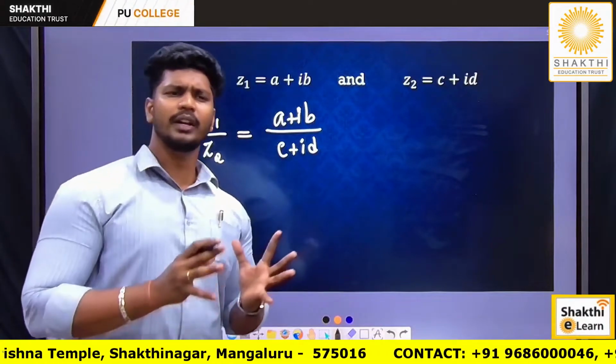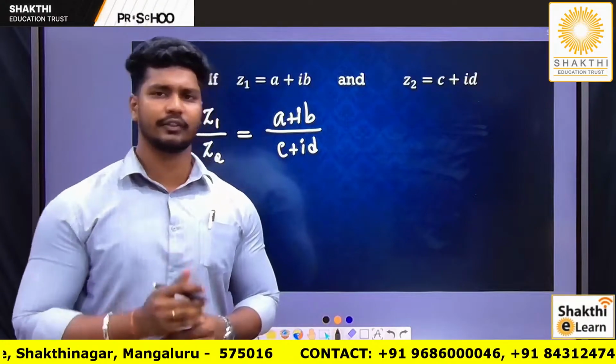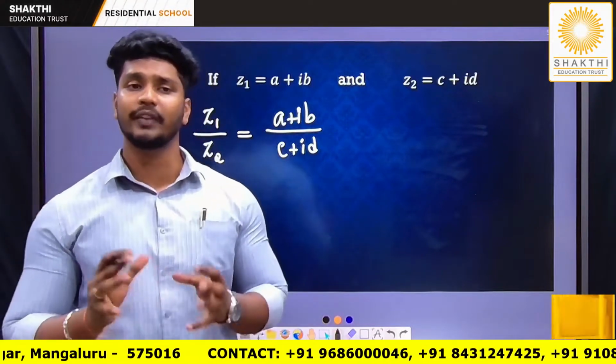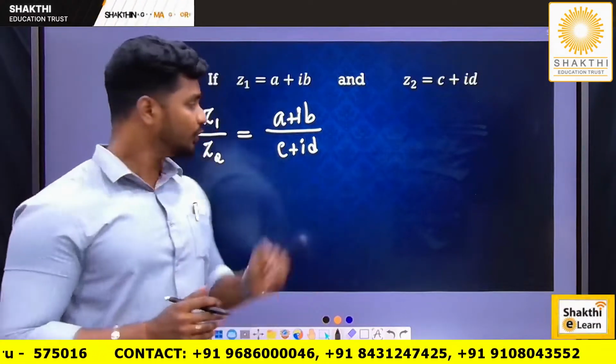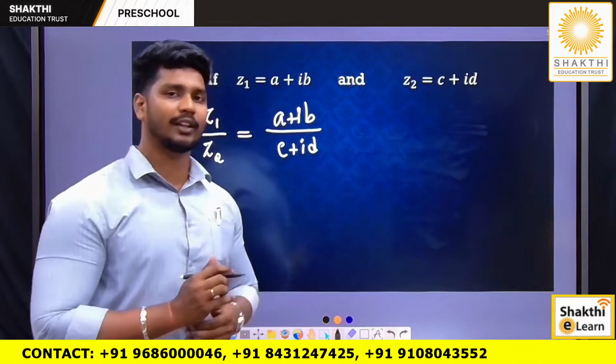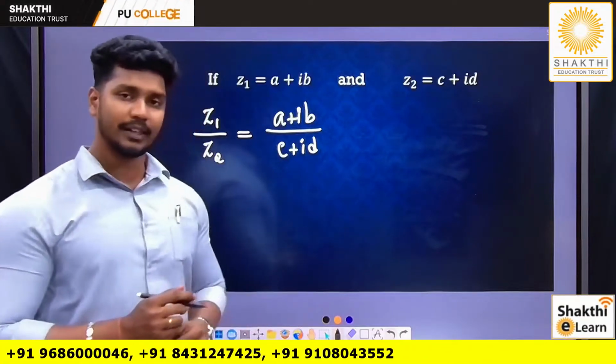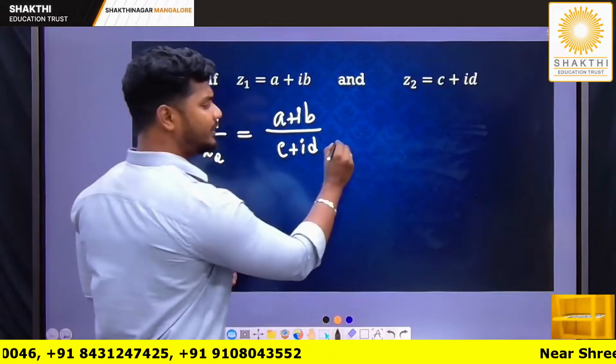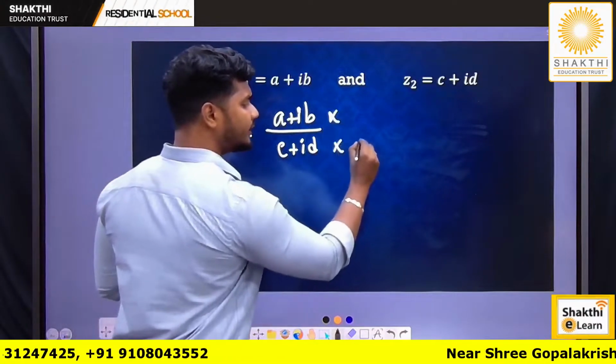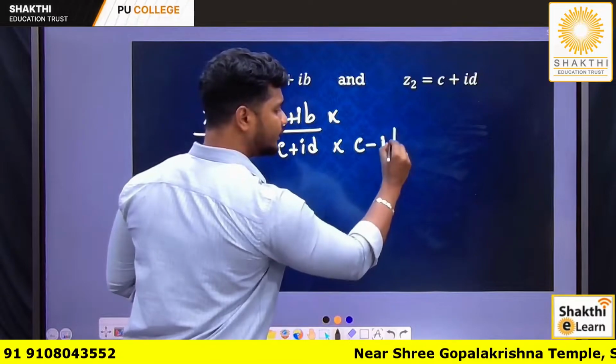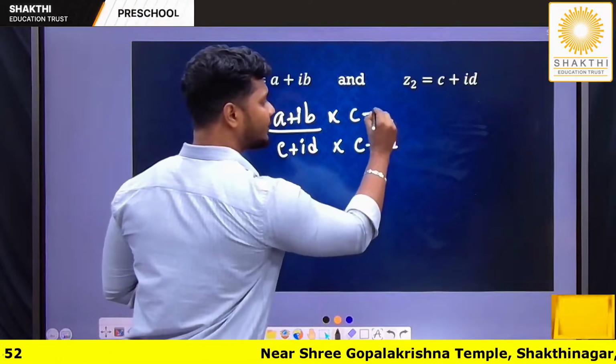Usually, we don't keep our complex number in the fraction form. We always tend to write in the form of A plus IB at last. So, to simplify this term, I have to rationalize the denominator. Denominator being C plus ID, I have to multiply by the rationalizing factor, that is C minus ID, for both numerator as well as the denominator.